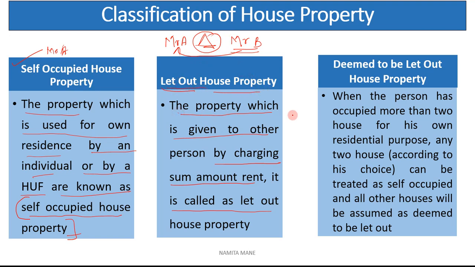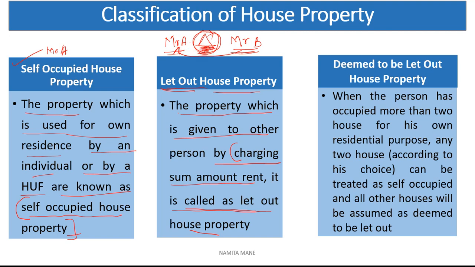See, the property which is given to another person by charging some amount of rent is called let out house property. So Mr. A has given his house to Mr. B, and Mr. B is paying money in the form of rent to Mr. A. So this house for A will be what? Let out house property. Why? Because Mr. A is not living in this house. If Mr.